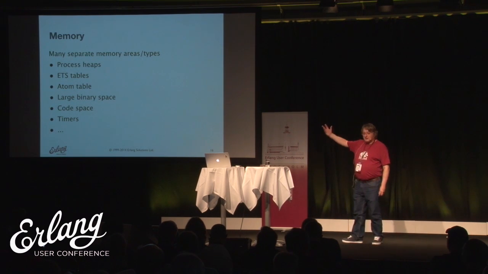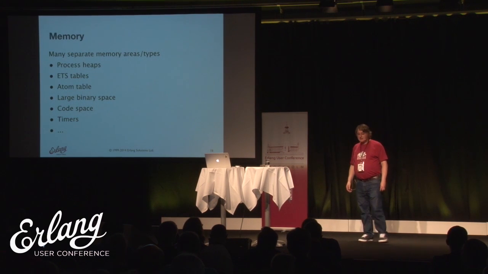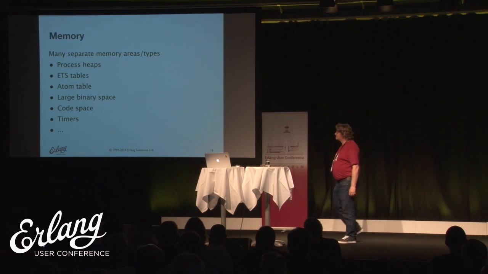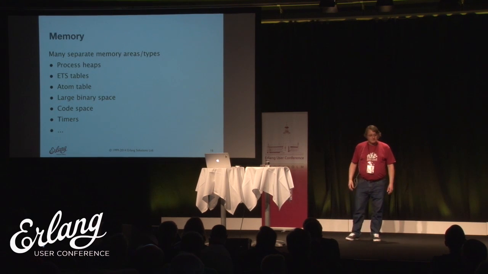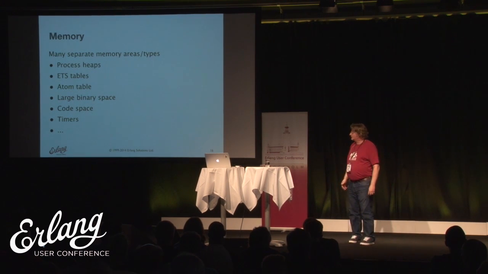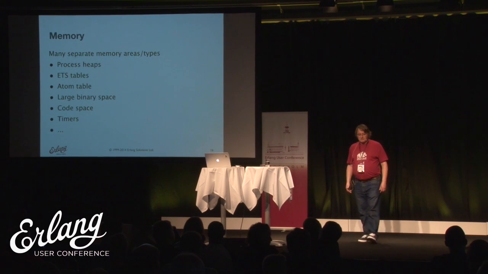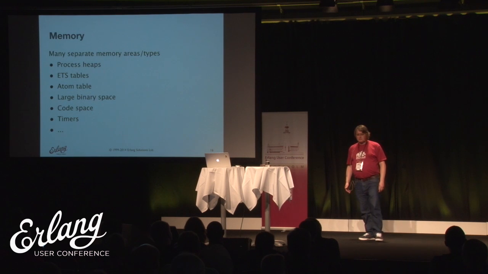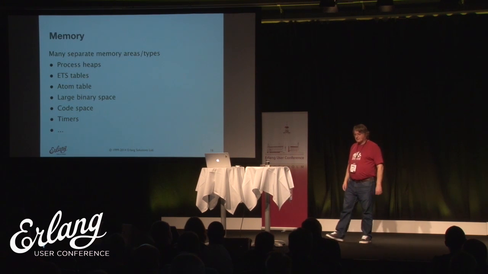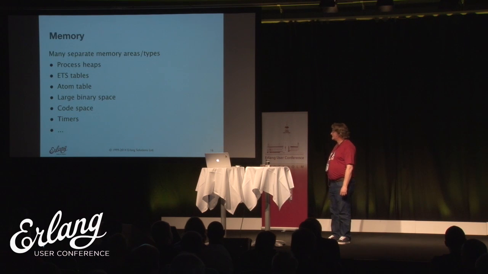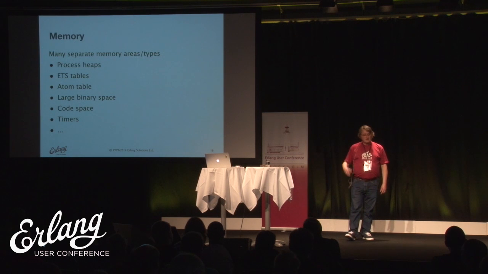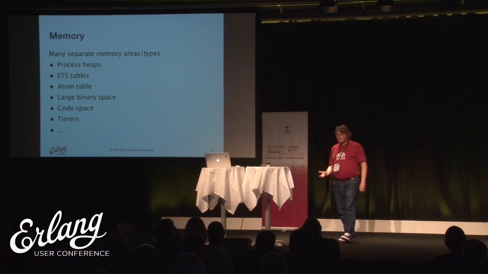As I said, you can replace all these and just call malloc and free for everything, and it'll work, but it won't be very fast. Actually, it'll be quite slow. So we have things like process heaps. Each process has its own heap. ETS tables are in a separate memory area as well. The atom table is completely separate, a separate block of data. We have something I call a large binary space. That's where big binaries, bigger than 64 bytes, are put. Code is somewhere, there are timers, I'm not going to go through all these things, but there are lots of different memory areas in the system. They're separate because they have different requirements and different needs.